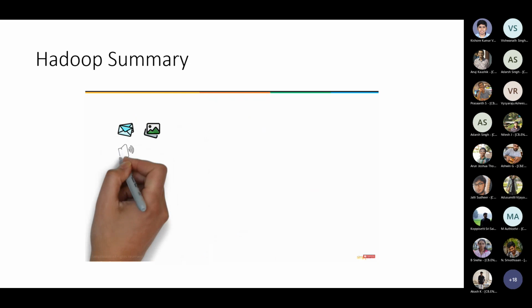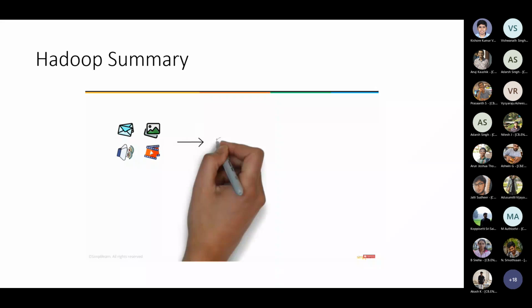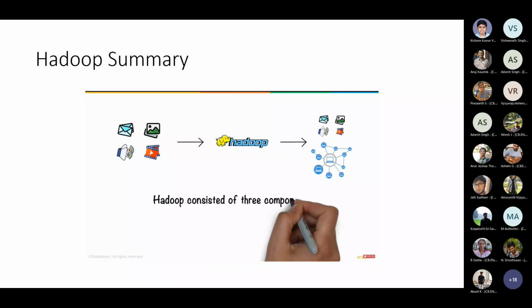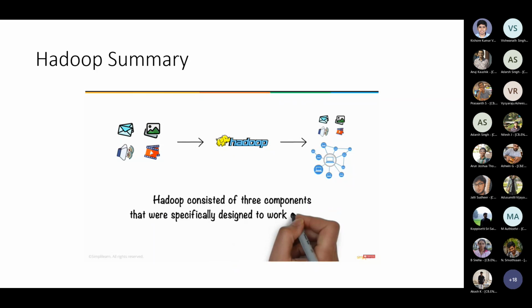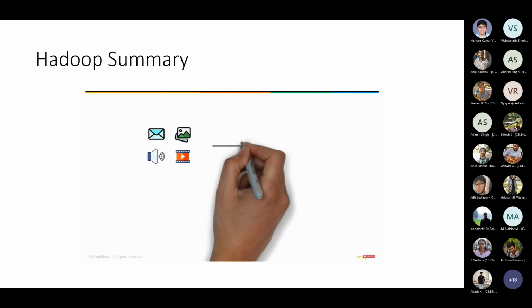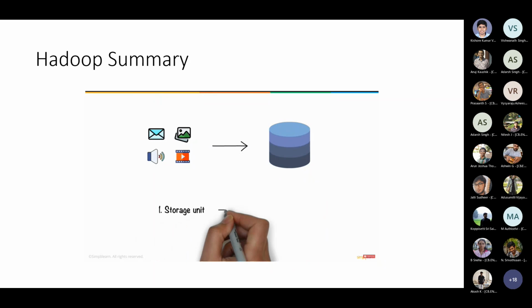Multiple storage units and processors were undoubtedly the need of the hour. This concept was incorporated in the framework of Hadoop that could store and process vast amounts of any data efficiently using a cluster of commodity hardware. Hadoop consisted of three components that were specifically designed to work on big data. In order to capitalize on data, the first step is storing it. The first component of Hadoop is its storage unit, the Hadoop Distributed File System, or HDFS.